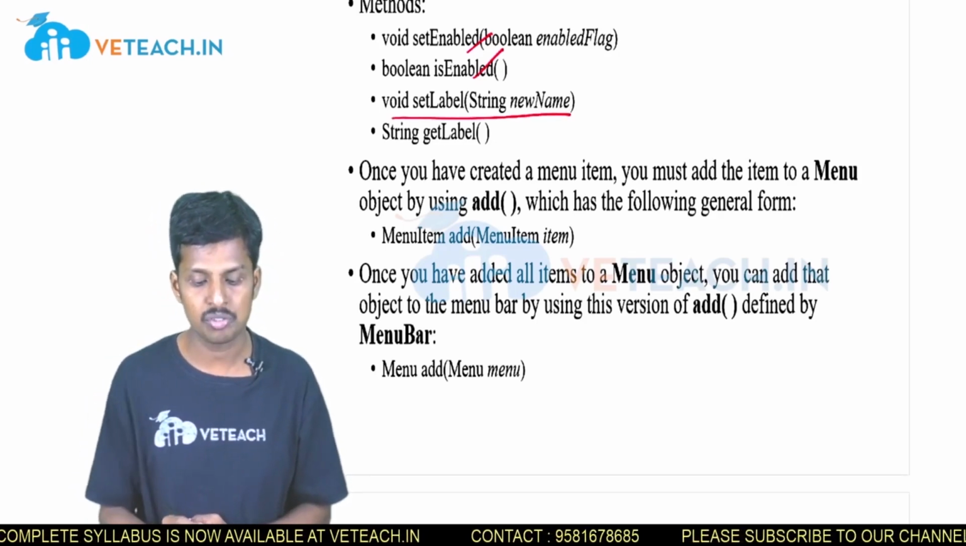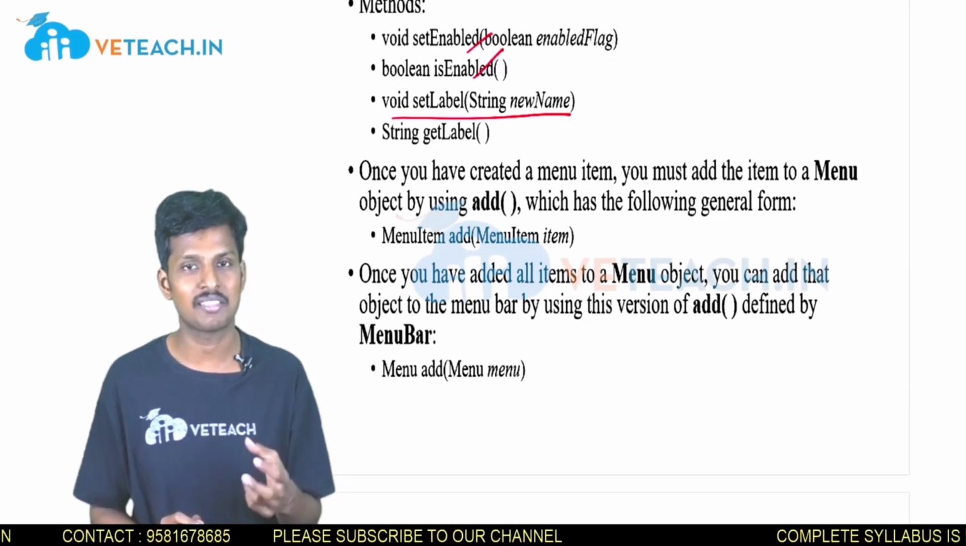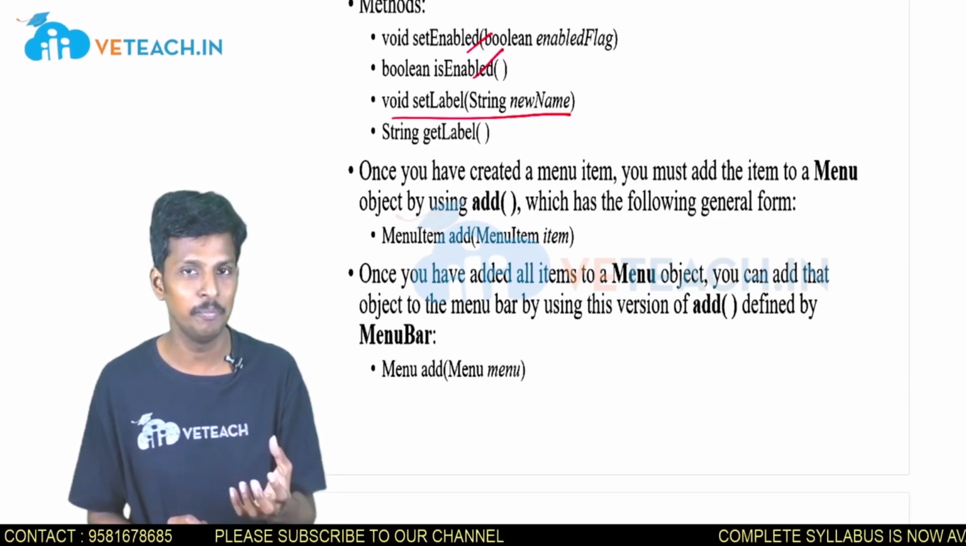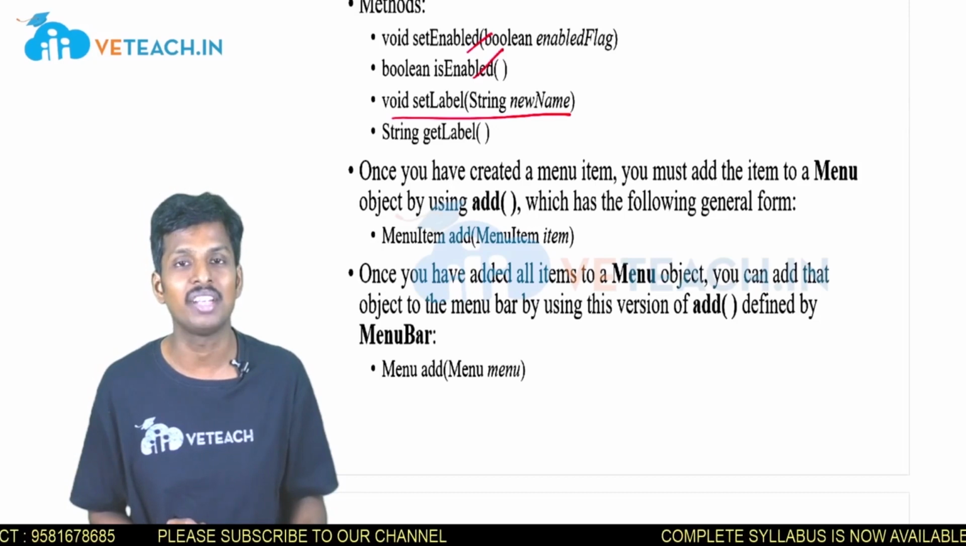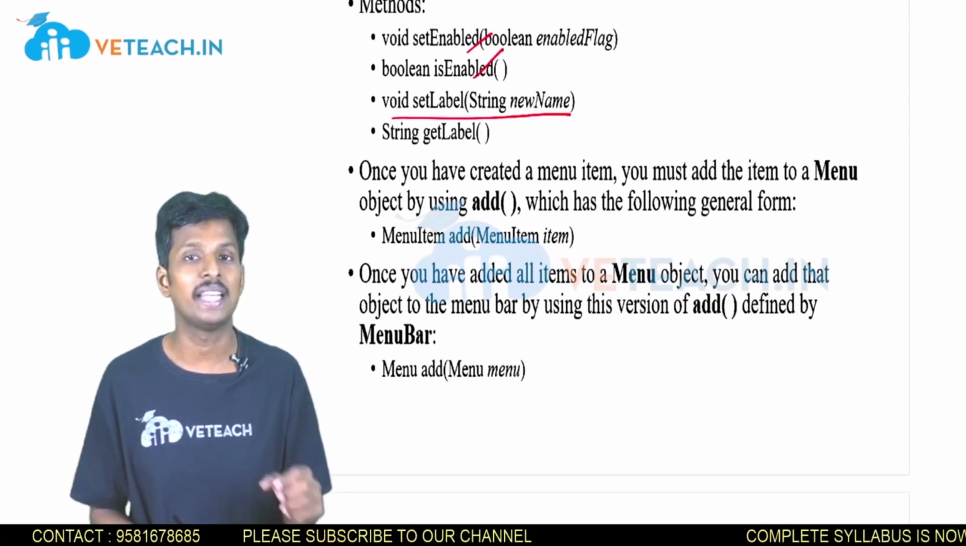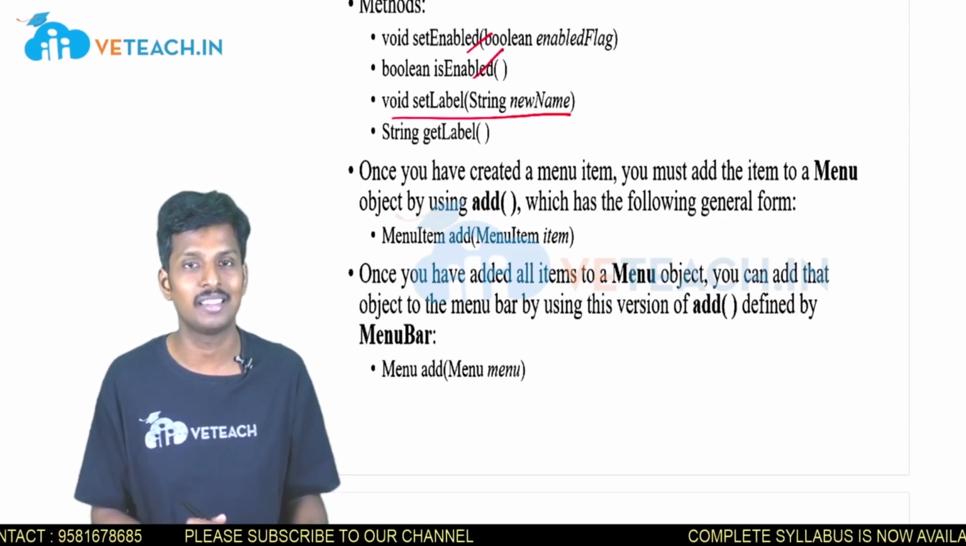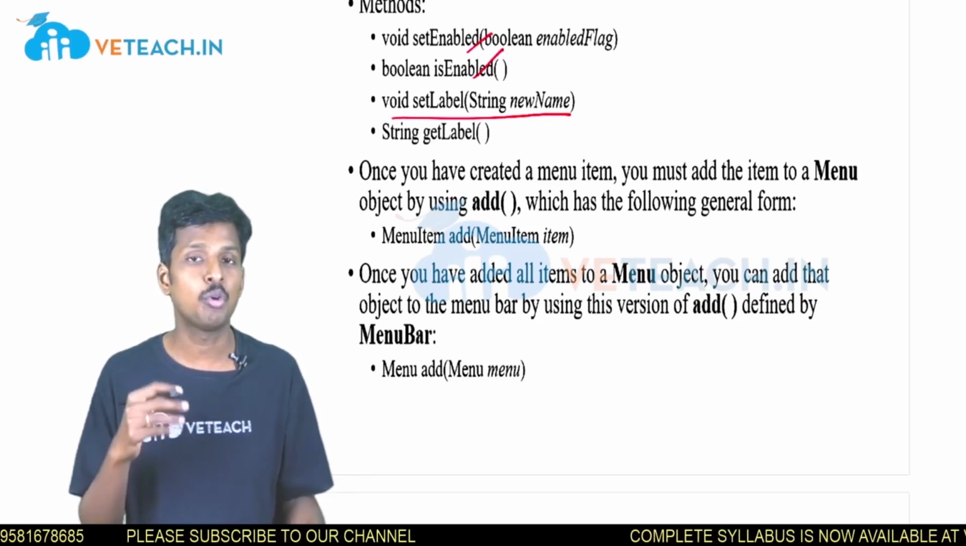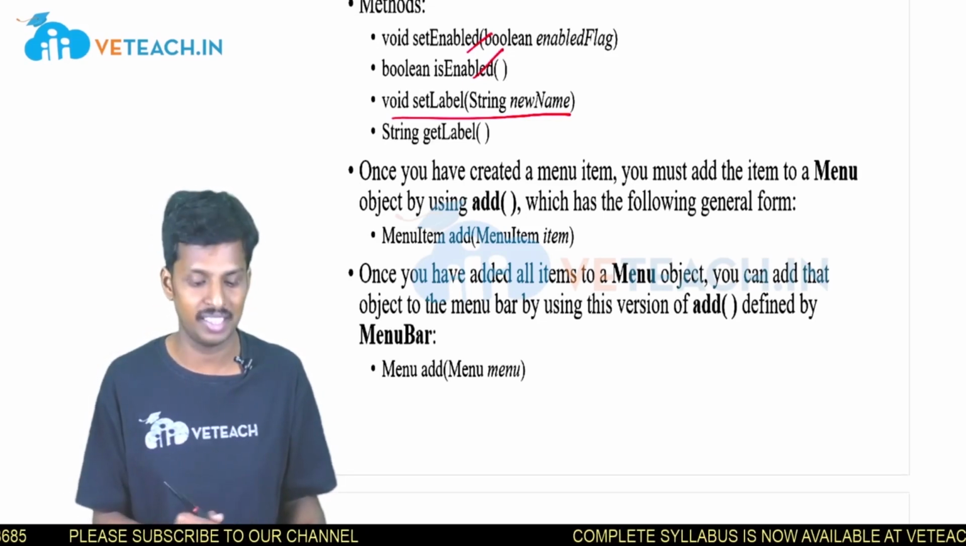Void setLabel(String newName). So there are some cases where the menu is not going to have a name. Menu item is also not going to have a name. So in those cases, if I want to place a name for them, we can use the method known as setLabel.